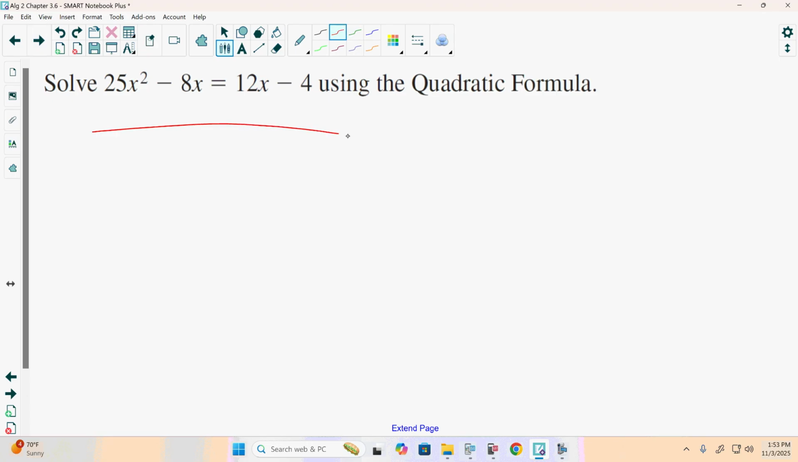Now we look at this one here, 25x squared minus 8x equals 12x minus 4. We need to get this equation equal to 0. So what can we do first? I'm going to subtract 12x from both sides.